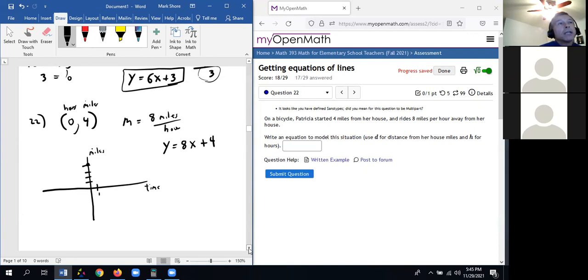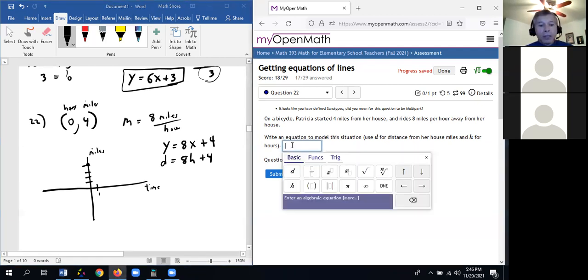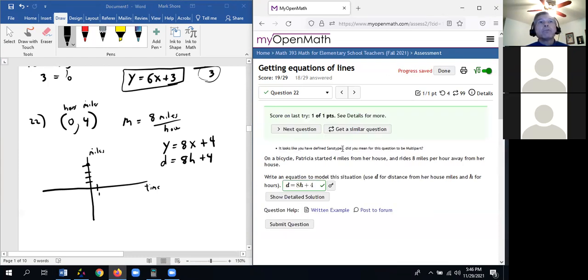So switching over to the variables they want to use, d for distance equals 8 times hours plus 4. So at hour 0, if you put in 0 for h, you get 0 times 8 plus 4 is 4. She is 4 miles away. How about in 1 hour? 1 times 8 is 8. 8 plus 4 is 12. I'd be up here somewhere, a little bit too high for me to graph on this. But the equation is right there, what I got. D equals 8h plus 4. Let's see if it takes it. Yeah, must be just a little answer type I need to put in there.